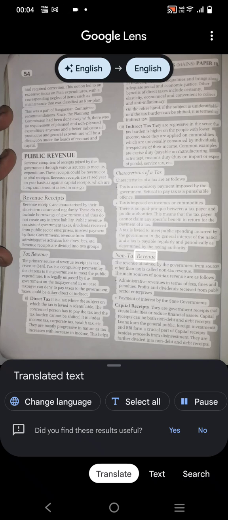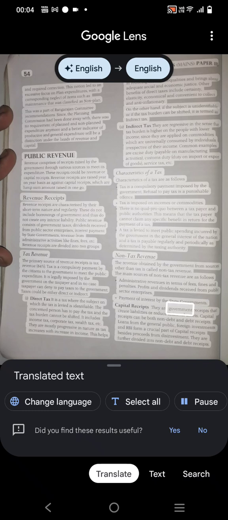Non-tax revenue. The revenue obtained by the government from sources other than tax is called non-tax revenue. The main sources of non-tax revenue are as follows. Administrative revenues in terms of fees, fines, and penalties. Profits and dividends received from public sector enterprises. Payment of interest by the state governments.